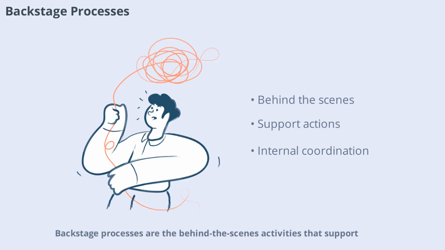Backstage processes are the behind-the-scenes activities that support the service but are invisible to the customer. These might include order processing, technical support, or internal coordination. Even though customers don't see these actions, they are essential for delivering a smooth and reliable service. Mapping backstage processes helps organizations identify inefficiencies and ensure that the frontstage experience is fully supported.